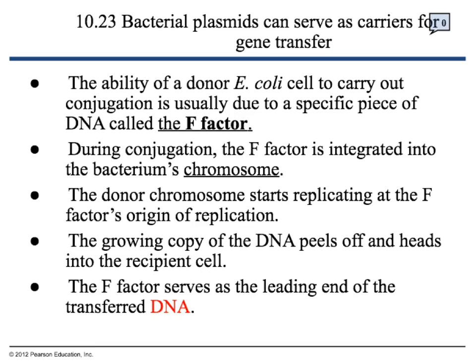So like we said here, the ability to actually be a donor, the donor E. coli, to carry out conjugation, it's due, like I said, to this, we can all call it a positive or negative, or what we refer to as the F factor. So this F factor then, during conjugation, it's integrated into the bacterial chromosome, and then it allows it to start replicating that DNA, and then that DNA will then peel off and will go into the recipient cell. So this F factor serves as a leading end of the transferred DNA.